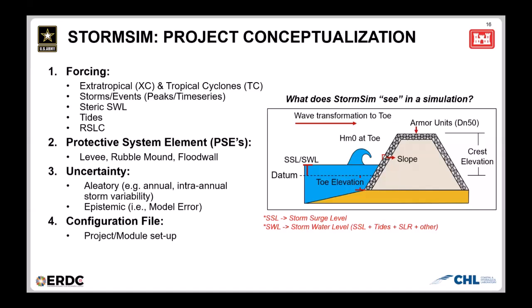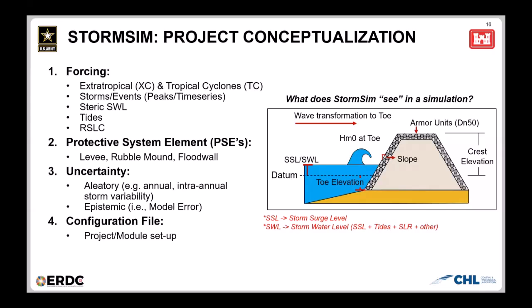Once you got that part sorted, the second component is going to be the protection system element. So, what is the actual element that you're going to be analyzing in this whole simulation? For the time being in StormSim, we have support for levees, rubble mound, and flood walls. And all that means is that the available responses are going to be tied to the structure type that you're using. Obviously, you don't expect to get stone size if you're looking at a levee. So all those types of considerations are already embedded within our software.